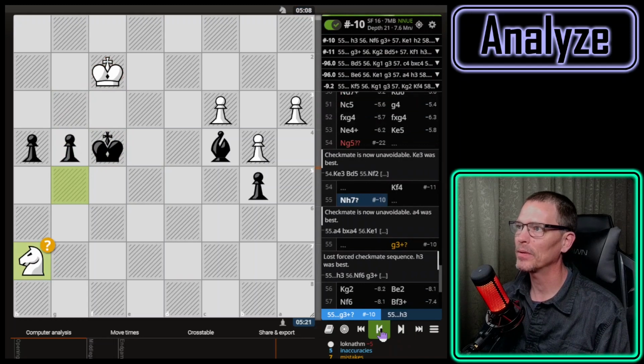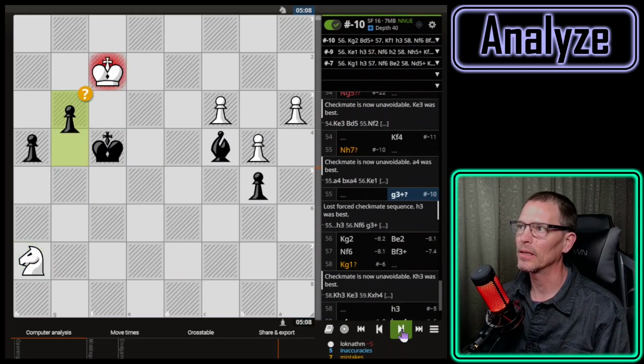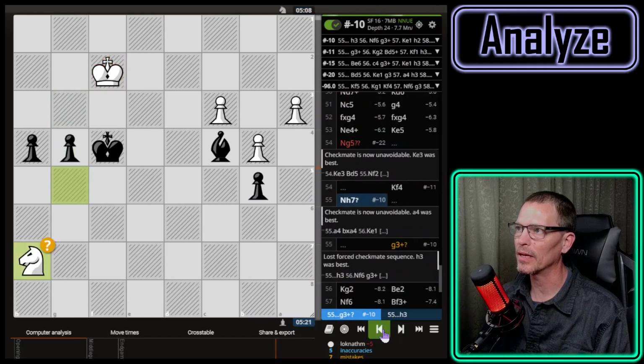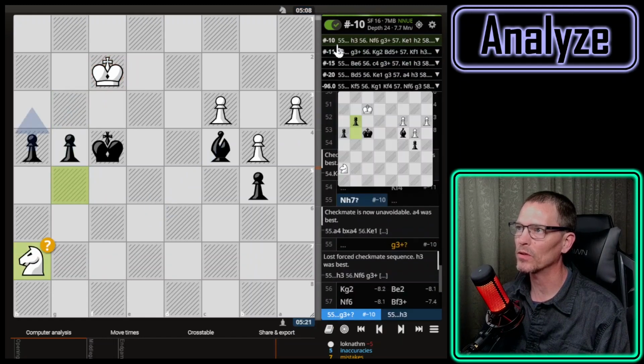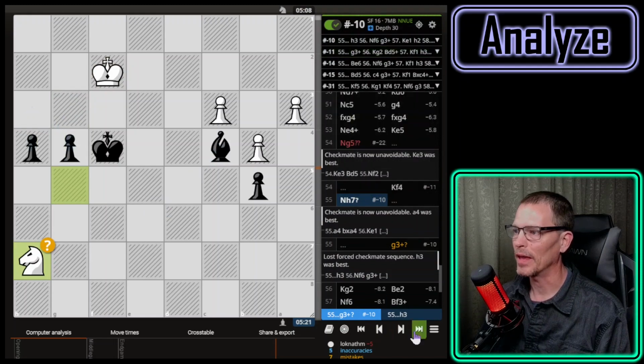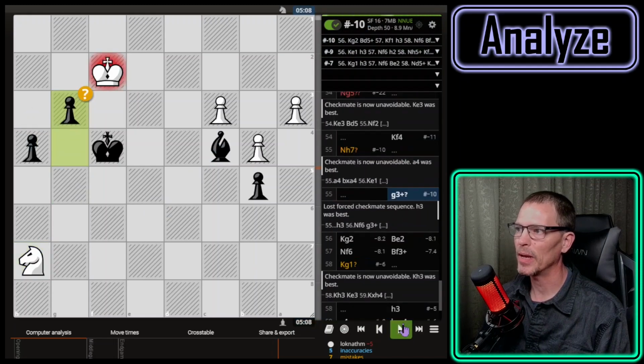And that was a mistake. Wait, how was that a mistake? I have a mate in 10, and I have a mate in 10 after I played that. So no, it wasn't a mistake. If it's my second best move and it goes from mate in 10 to mate in 10, yeah, right, Stockfish. Yeah, that was my second best move. I still have a mate in 10.